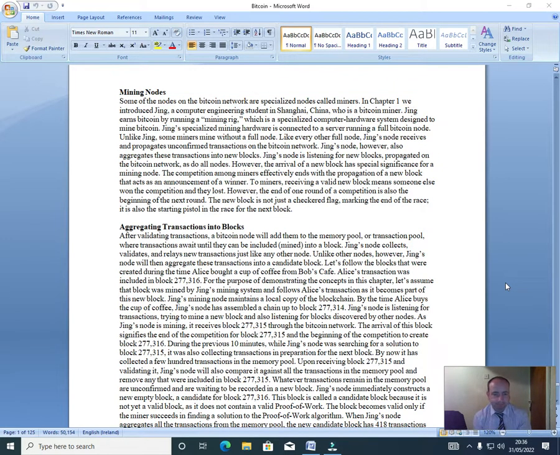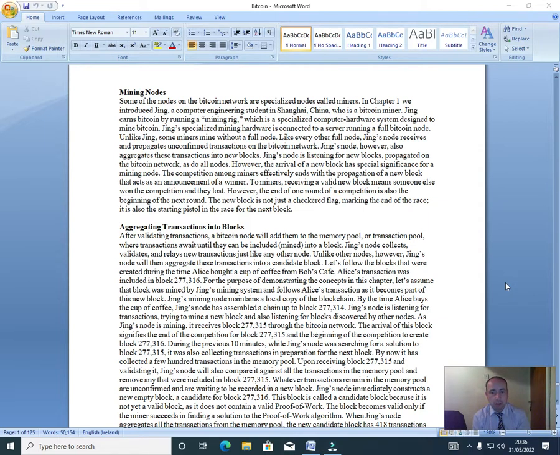Mining nodes. Some of the nodes on the Bitcoin network are specialized nodes called miners. In chapter 1, we introduced Jing, a computer engineering student in Shanghai, China, who is a Bitcoin miner. Jing earns Bitcoin by running a mining rig, which is a specialized computer hardware system designed to mine Bitcoin. Jing's specialized mining hardware is connected to a server running a full Bitcoin node.